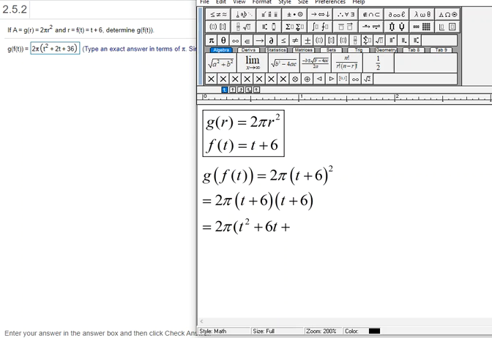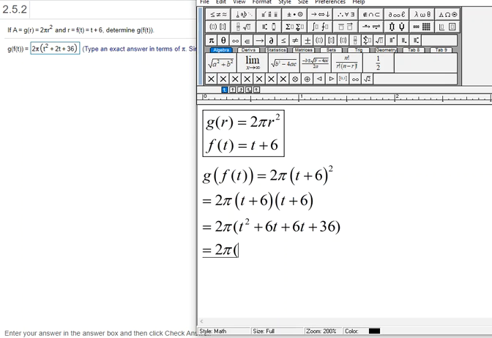That t is finished. But now I move on to the 6. 6 times t is 6t. And then 6 times 6 is 36. So now that finishes distributing the two binomials. We take each part of the first, multiply by each part of the second. Then on to the next line.